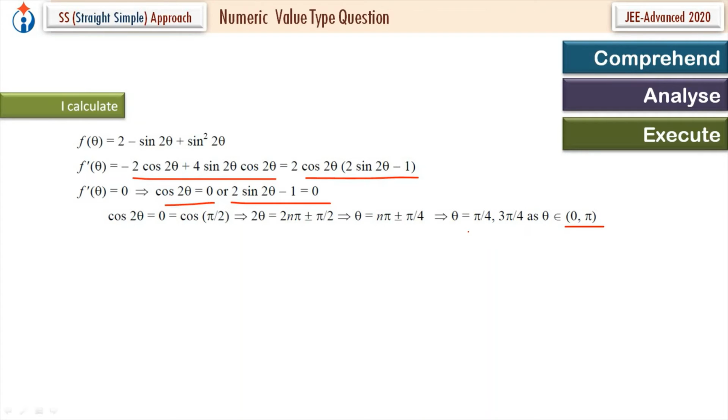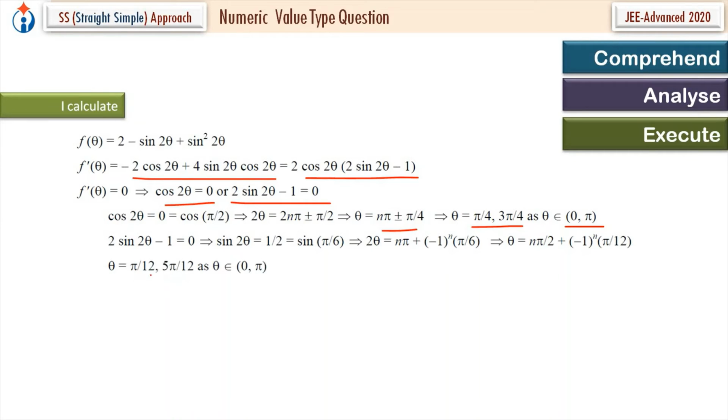As theta is from 0 to pi, the possible values satisfying this are pi by 4 and 3 pi by 4. Now from 2 sin 2 theta minus 1 equal to 0, same way for the sine expression, we get theta is equal to pi by 12 and 5 pi by 12 in between 0 and pi. So we have these 4 critical points.